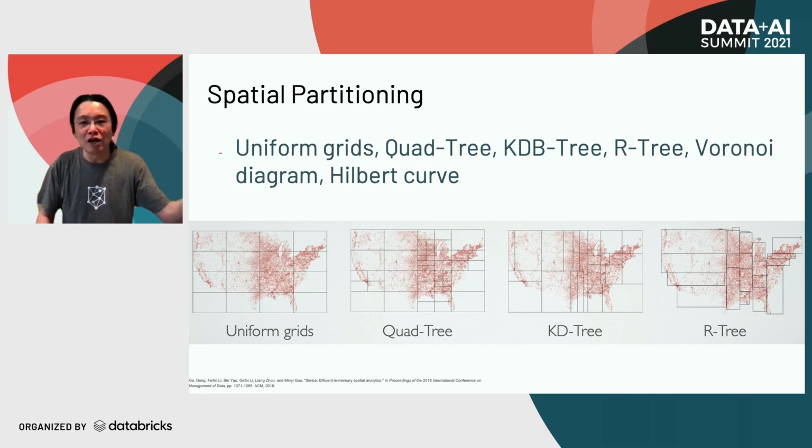There are different strategies in terms of what tree you're going to employ for the partitioning scheme. It could be quad tree, uniform grid, KDB tree, or R-tree, and so on and so forth. Below is an example of what it looks like. There are different strategies, and different ways would be useful for different use cases.